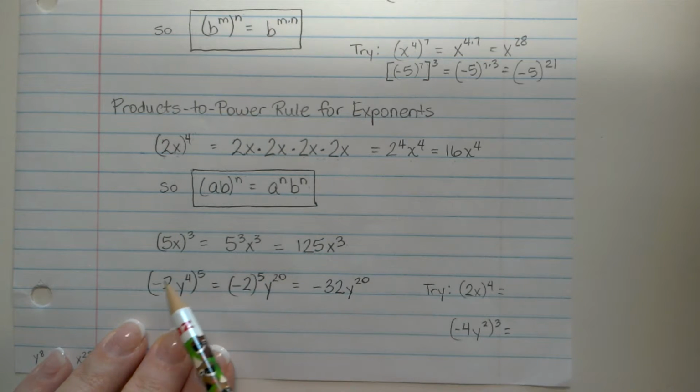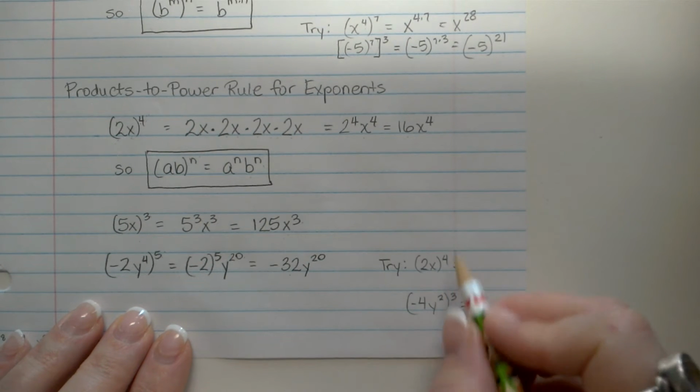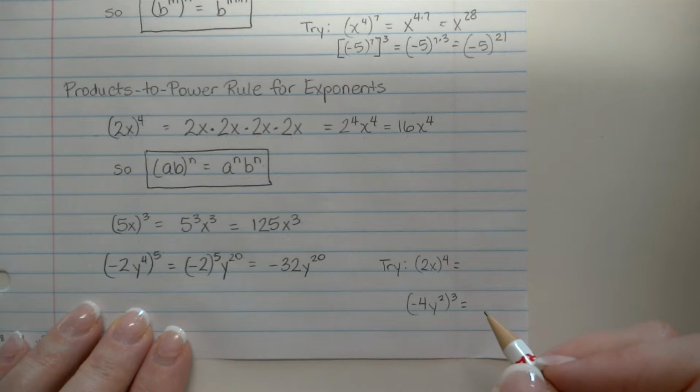Negative 2 is being raised, and the negative inside the parentheses means it's part of what's being raised to the 5th power. Y was being raised to the 4th and to the 5th, so we already know we're going to multiply those, and so we would end up getting this. So let's try this. You can stop the video and try it, and then check your answer.